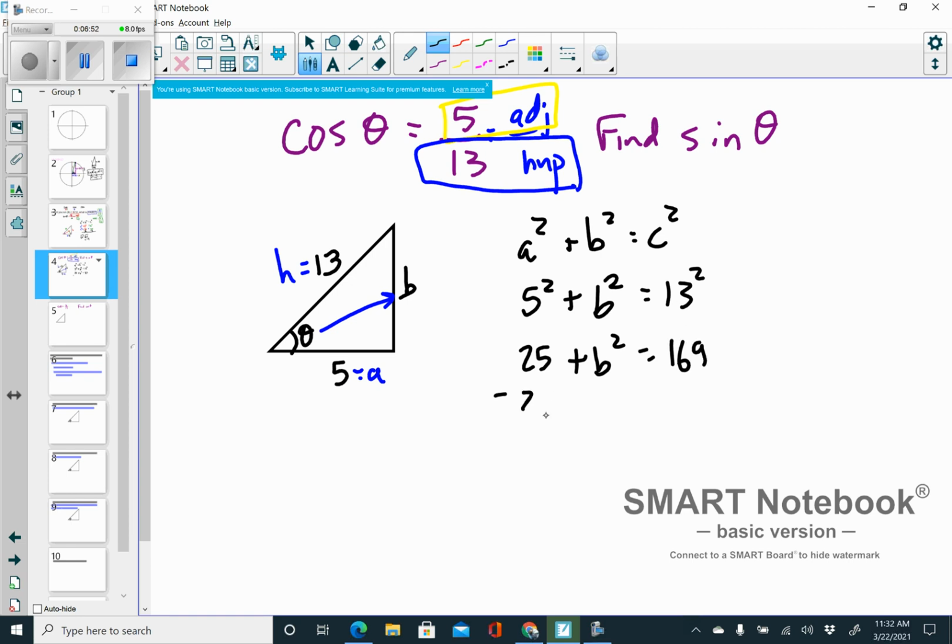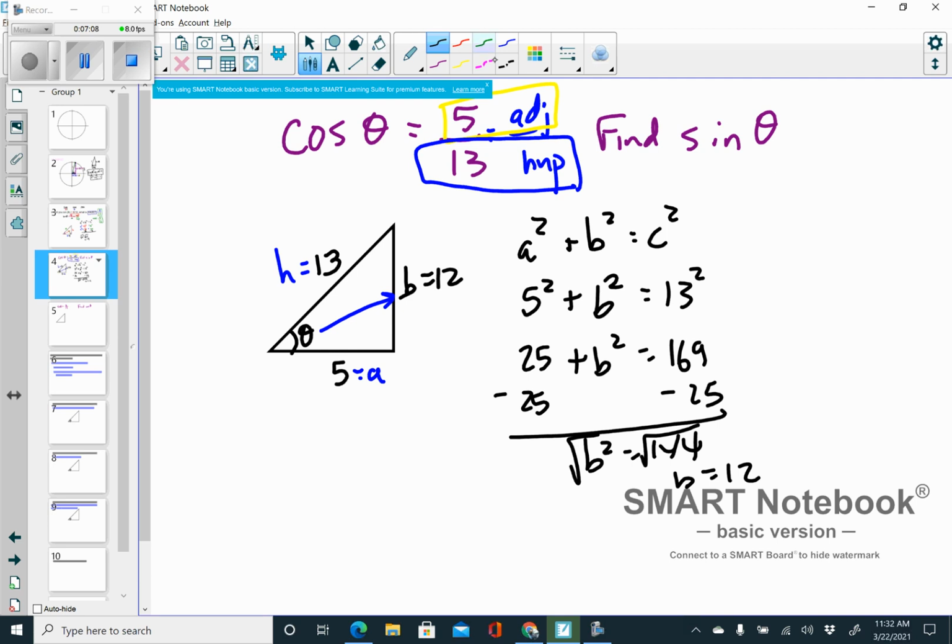I'm going to subtract 25 from both sides. This is my algebra part, right? So I'm going to get B squared is equal to 144. Square root both sides. And I get B is equal to 12. B equals 12. And now I have enough to answer my question.